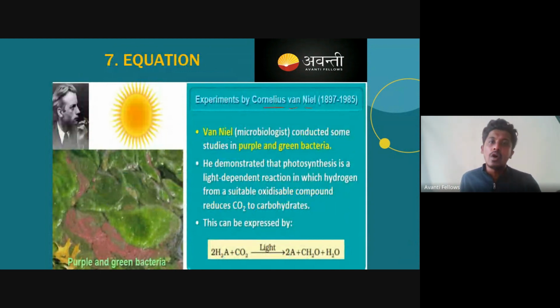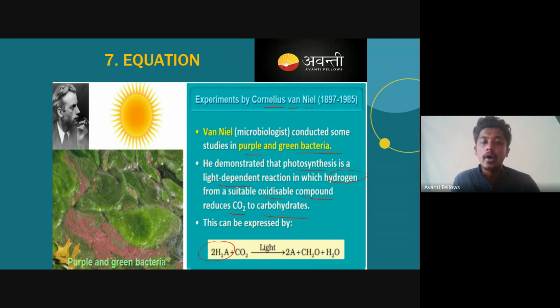Cornelis Van Niel. Van Niel conducted these experiments on some bacteria such as purple and green bacteria, which is very significant for what he did later. He demonstrated that photosynthesis is a light-dependent reaction, where hydrogen is very important as an oxidizable compound. You can oxidize hydrogen, and it also reduces carbon dioxide to carbohydrate. That's what he said.